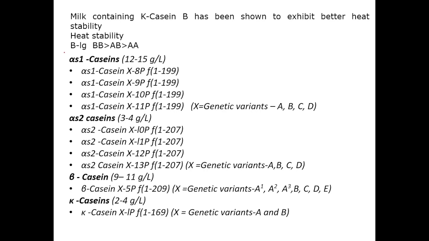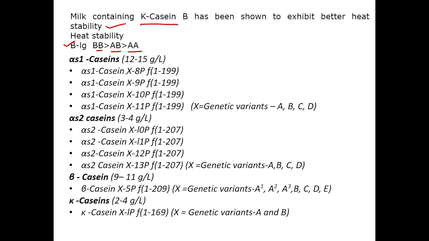And also milk containing kappa casein B has been shown to exhibit better heat stability. So milk having the genotype kappa casein B is shown to have better heat stability. And if we compare among beta-lactoglobulins, BB has higher heat stability compared to AB and AA. So beta-lactoglobulin BB has the highest heat stability.